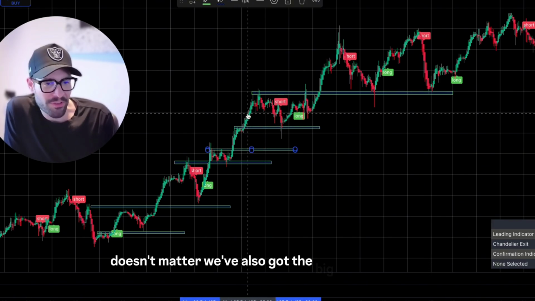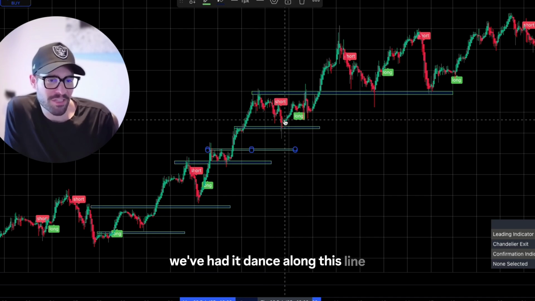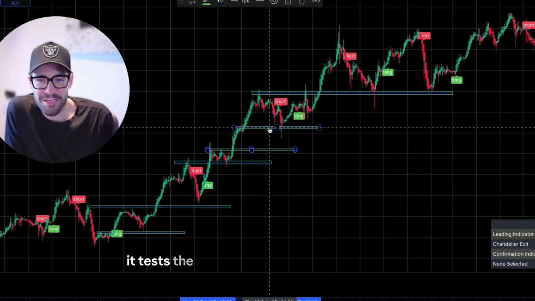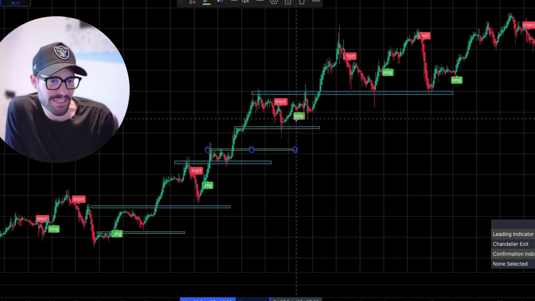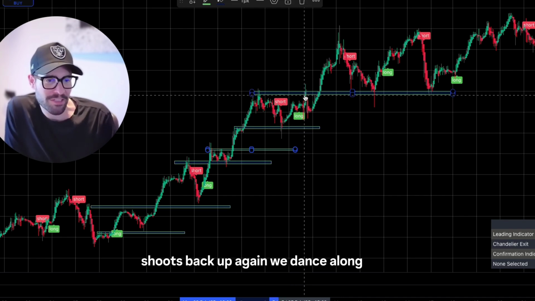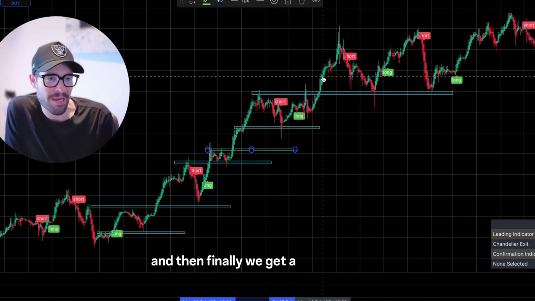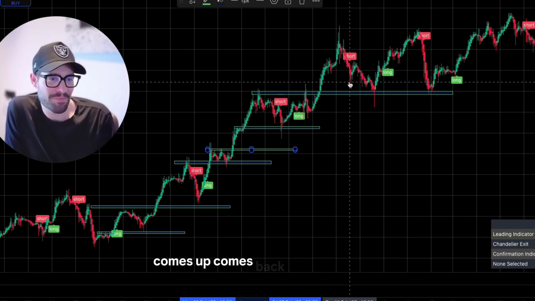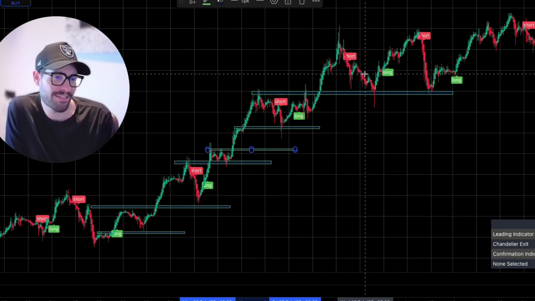We've also got the big shoot up again. We've had it dance along this line. It comes back down, it tests the support or the previous resistance. Shoots back up again. We dance along here. And then finally we get a breakthrough. It comes up, comes back down, we retest, and comes back down again.